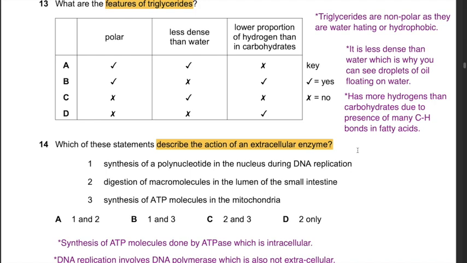It should be false over here, because triglycerides have far more hydrogens than carbohydrates due to the presence of many CH bonds in their fatty acids. It is because triglycerides have many fatty acid tails, and fatty acids do have lots of CH bonds or carbon-hydrogen bonds. Therefore, the proportion of hydrogen is much higher compared to carbohydrates. Hence, it doesn't have a lower proportion than carbohydrates. In fact, it has a greater proportion. Therefore, the answer over here is C.